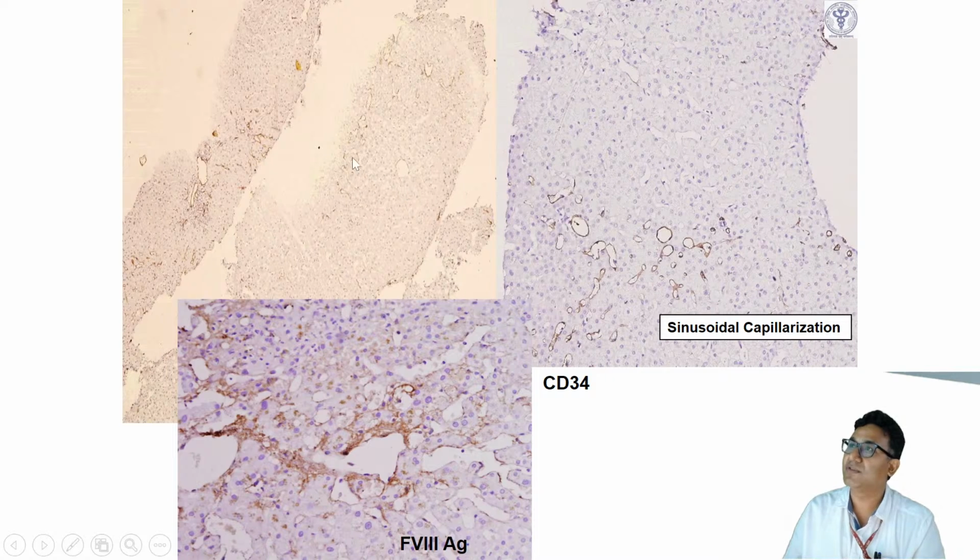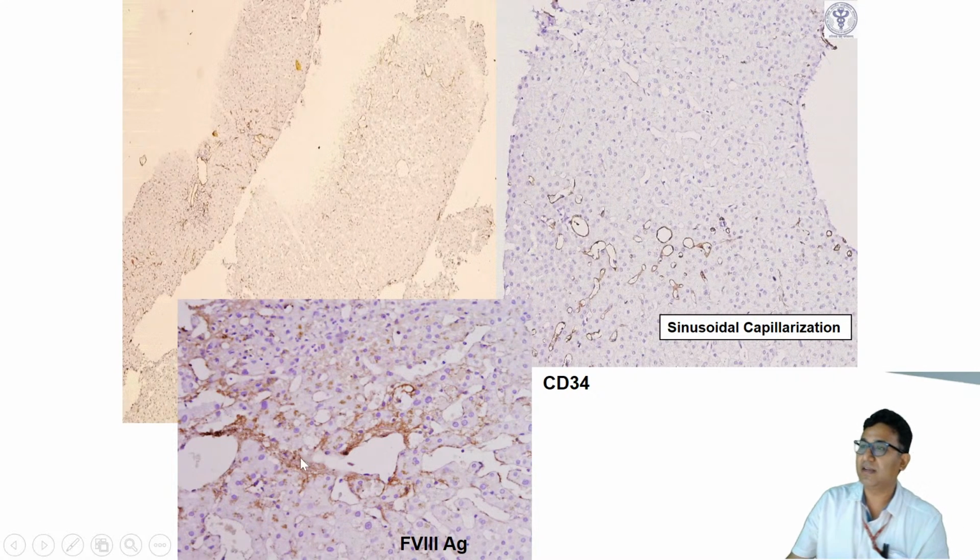In addition, the dilated sinusoids also change their phenotype. Normally they are not CD34 positive, which is the marker of endothelial cells, but whenever we see this type of dilatation, they gain the character and become CD34 positive, as well as we see early deposition of factor VIII antigen just below, in the space of Disse. This is the initiation of the fibrotic process.